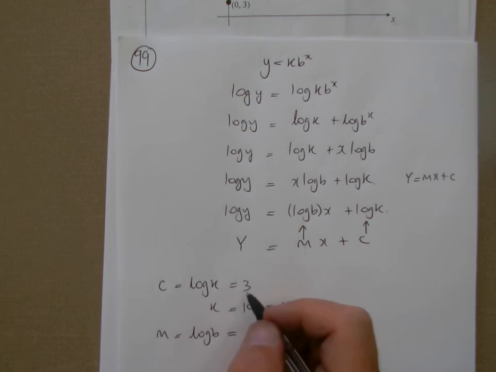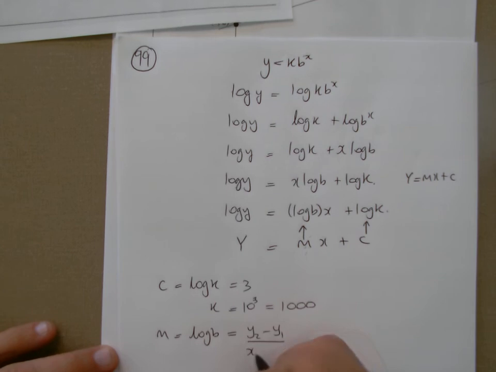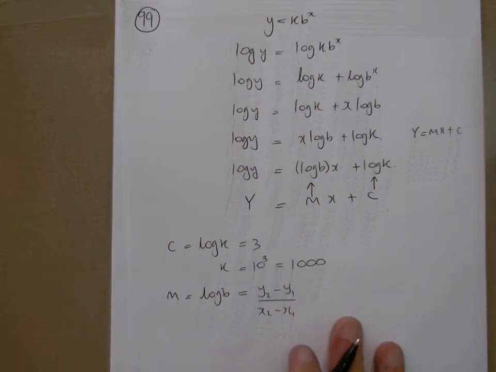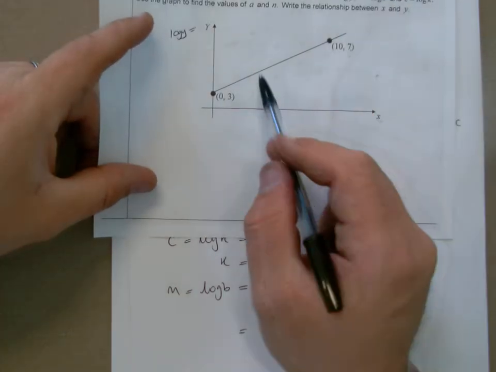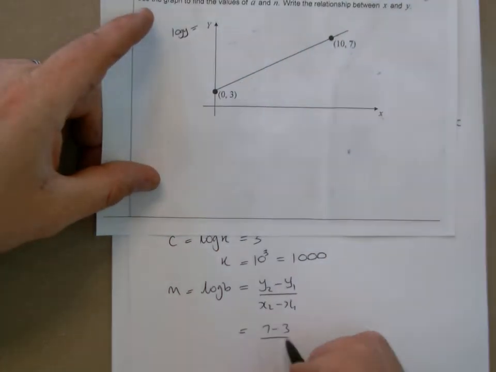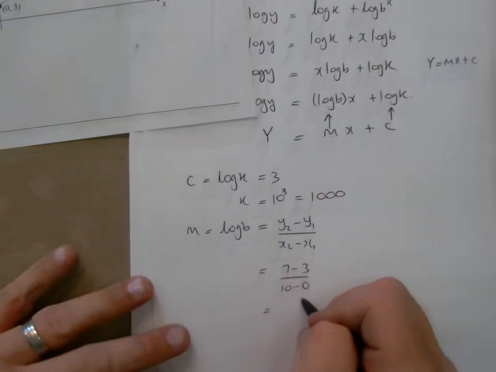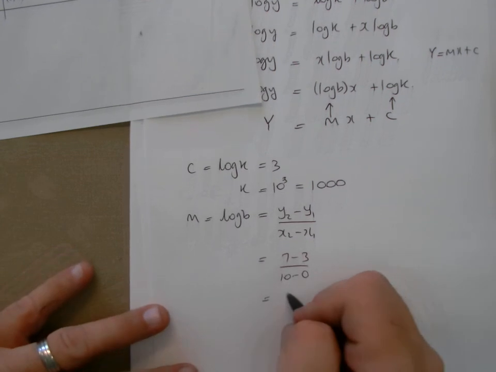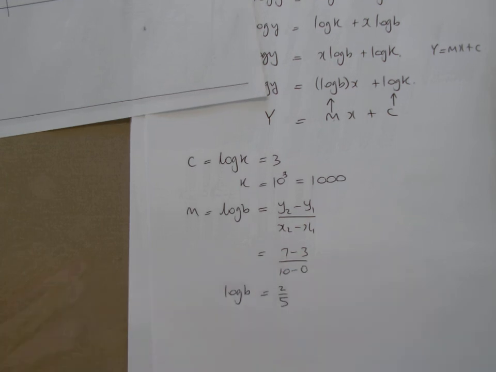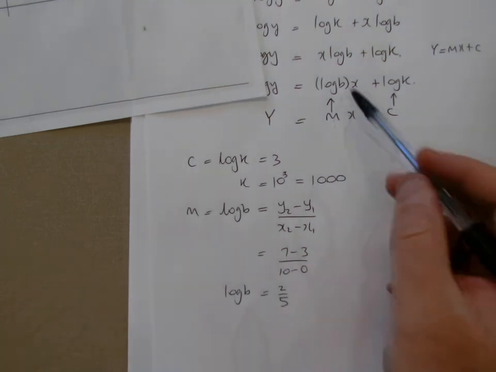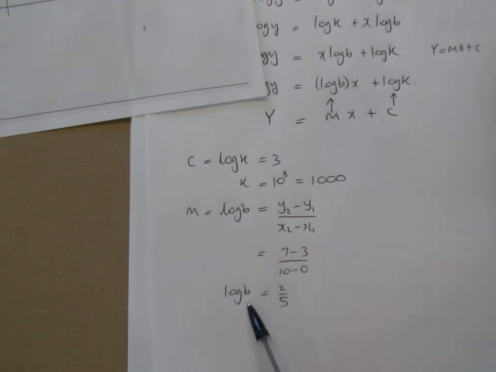Okay, so we've got to work out the gradient. Usual approach, y2 minus y1 over x2 minus x1. Okay, so we sub in these values from here. So y2, y1, so 7 minus 3, and then x2, x1, 10 minus 0. But the answer you get, which I think comes out to be 4 over 10, which is 2/5, is not just the value that we want for the final answer, it's the value for log b, which is your gradient. So we've got to work out b now.